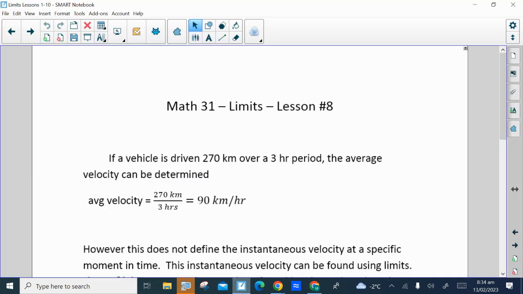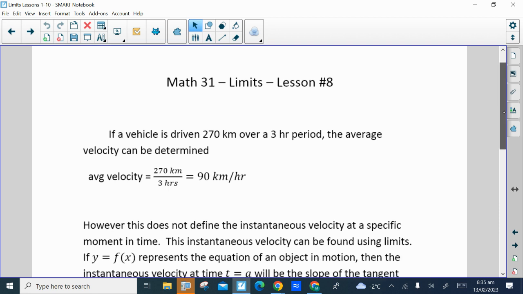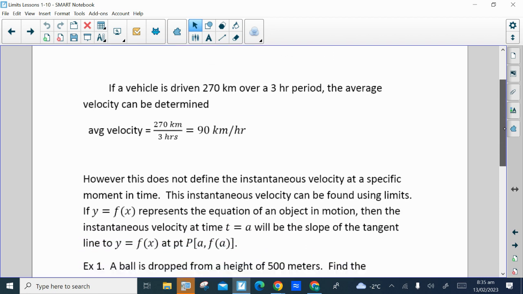Okay, so lesson 8. We're going to start seeing different applications of finding limits. One of them we've already seen is if you wanted to find the equation of a tangent line to a curve at a certain point, we can use one of those limit formulas to get the slope of the tangent and then write the equation. So we'll start to look at some other applications of limits.